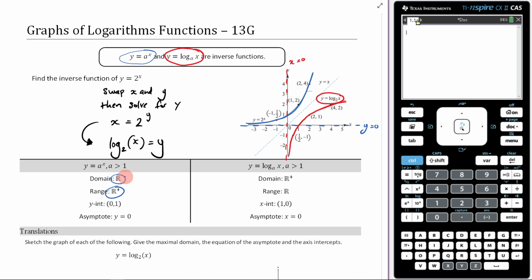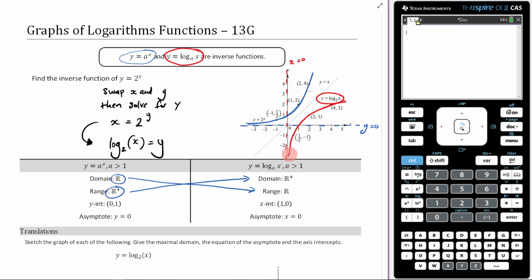Now, what do you know about the relationship between the domain and range of a function and its inverse? Well, hopefully you know that they switch. The domain becomes the range, and the range becomes the domain. So as you can see here, let's now look at the domain and range of a logarithm, which is the inverse of this. You can see my domain is now all real positive numbers.